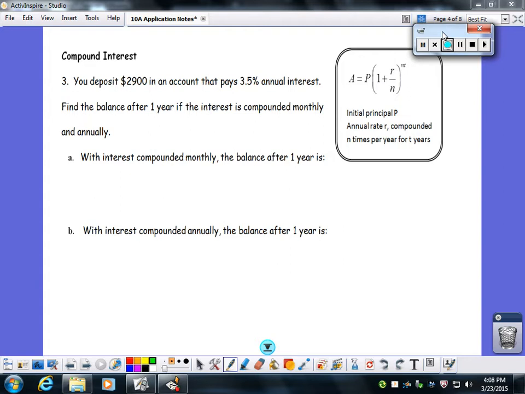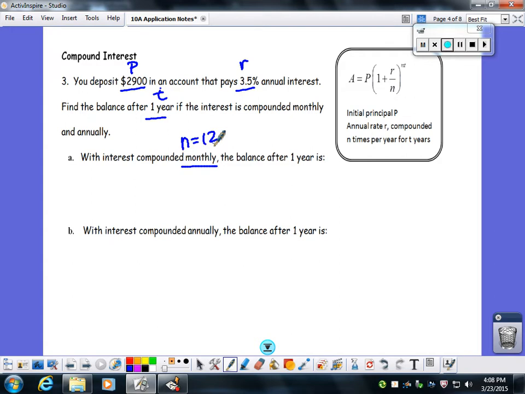All right, so let's look at our first problem. You deposit $2,900. So $2,900 is your original principal. That's P. An account that pays 3.5%. That's your rate. Annual interest. Find the balance after 1 year. So that's my T. If the interest is compounded monthly and annually. All right, let's look at A. That says compounded monthly. Well, there are 12 months in a year, so that means N is 12.